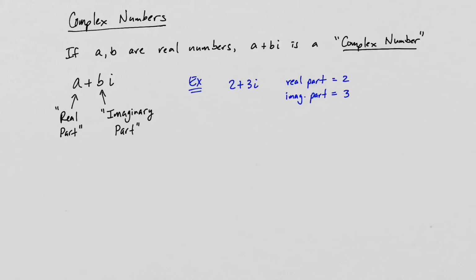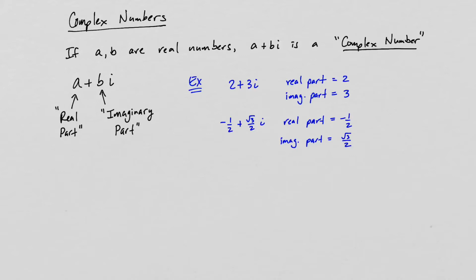Another example of a complex number might be something like this. Negative 1/2 plus radical 3 over 2 times i. Now, this is not as nice a complex number. It's pretty complicated, but it satisfies the same conditions. The real part of this complex number is negative 1/2, and the imaginary part is radical 3 over 2.